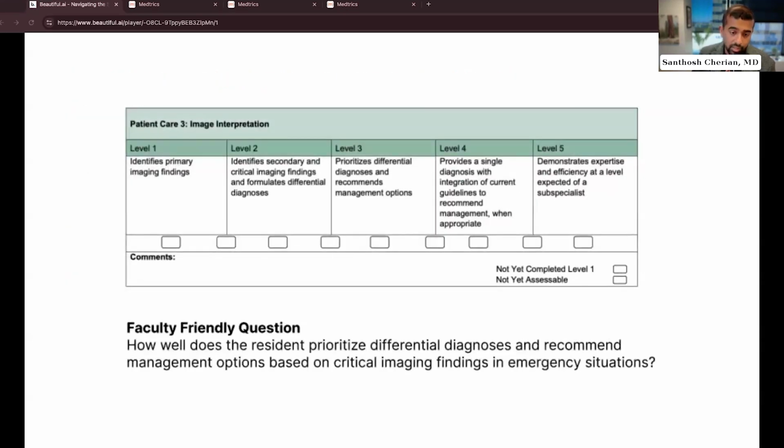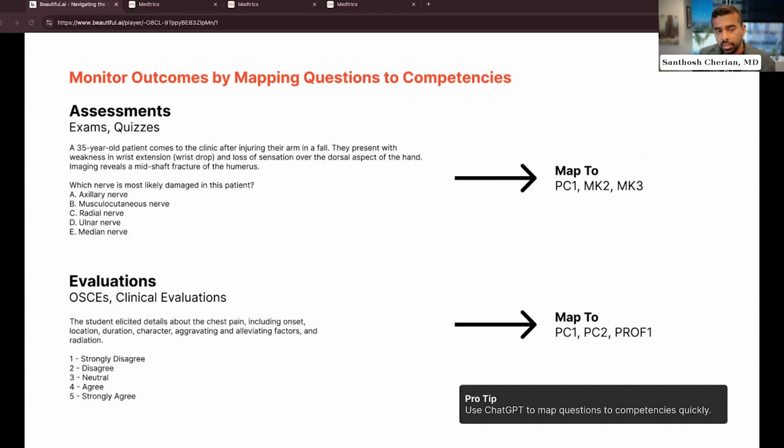Before, if we needed to write something like this, you had to do it from scratch and by yourself. But with AI tools now, you can get help in crafting these questions and also mapping them to the appropriate milestones or competencies. So here's a couple of examples I put together. In the preclinical world, you may have exams and quizzes, and they have questions created on those exams. How do you map those to those competencies?